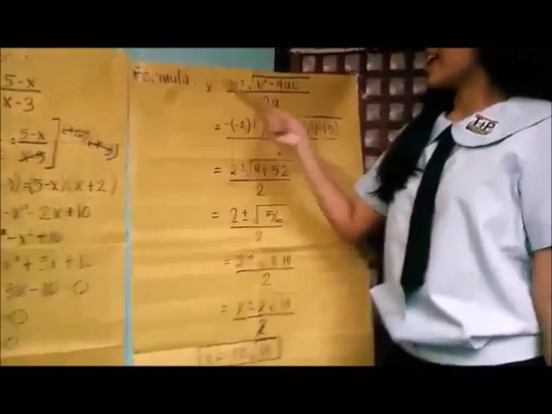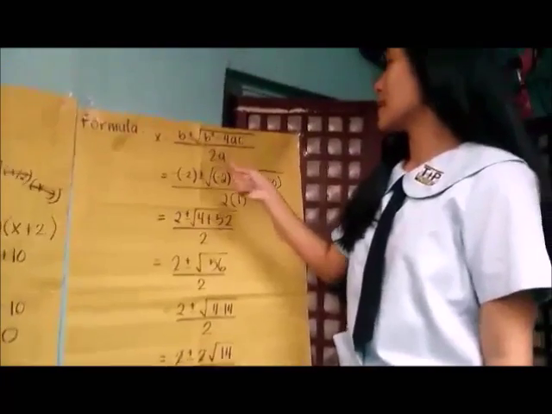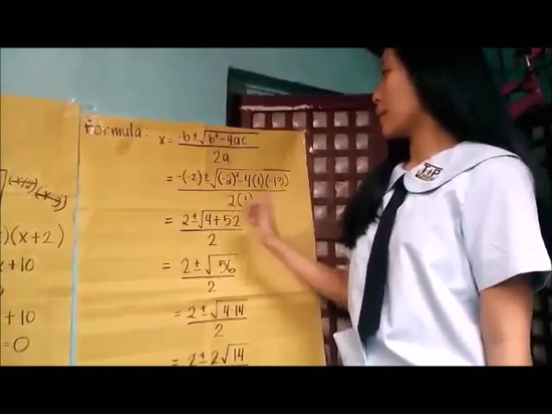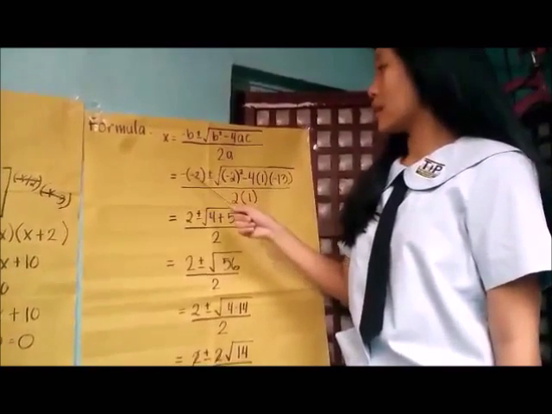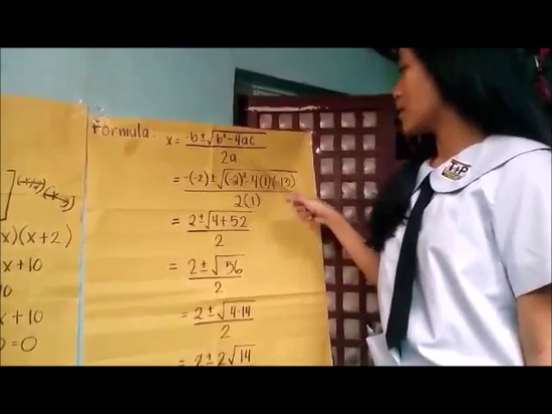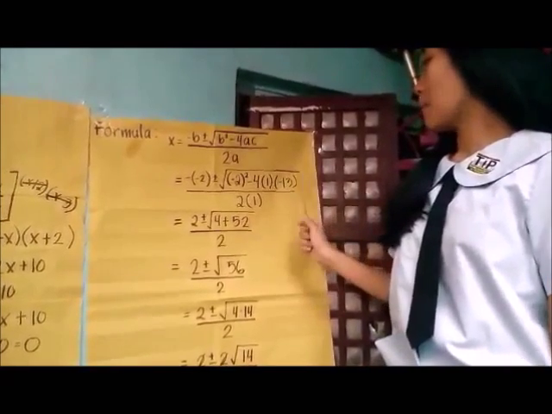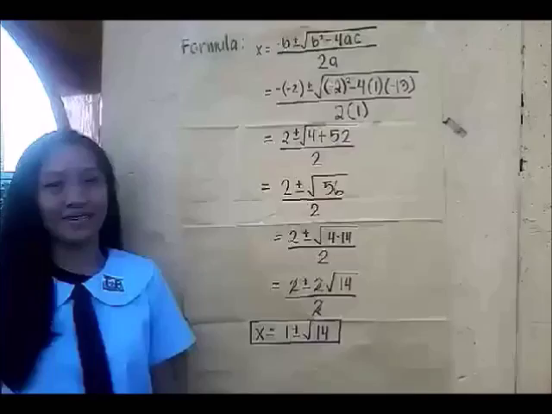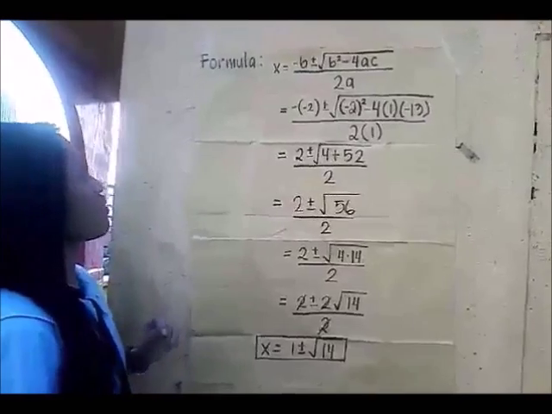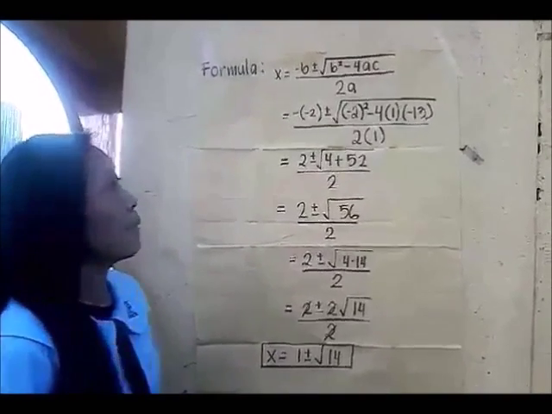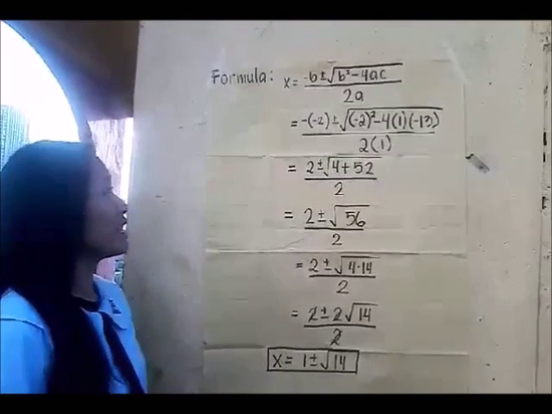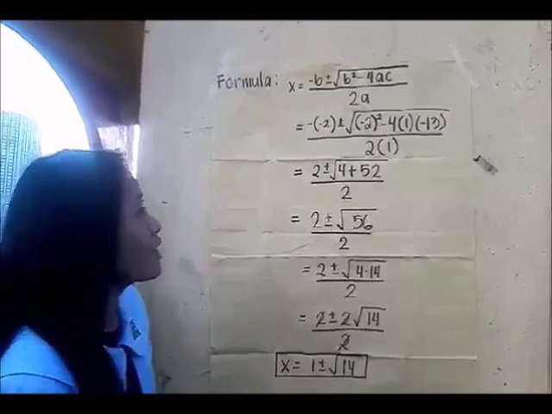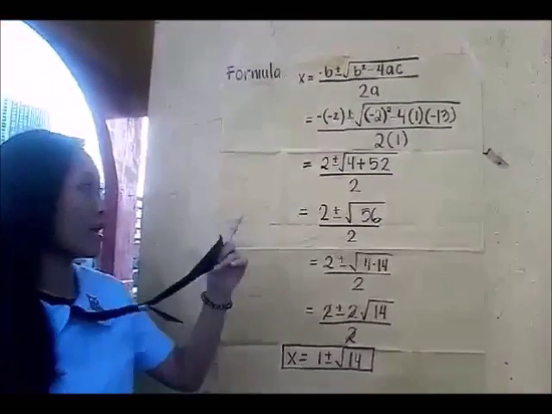Formula. Negative b plus or minus square root of b squared minus 4ac over 2a. Negative quantity negative 2 plus or minus square root of negative 2 squared minus 4 times 1 times negative 13 over 2 times 1.